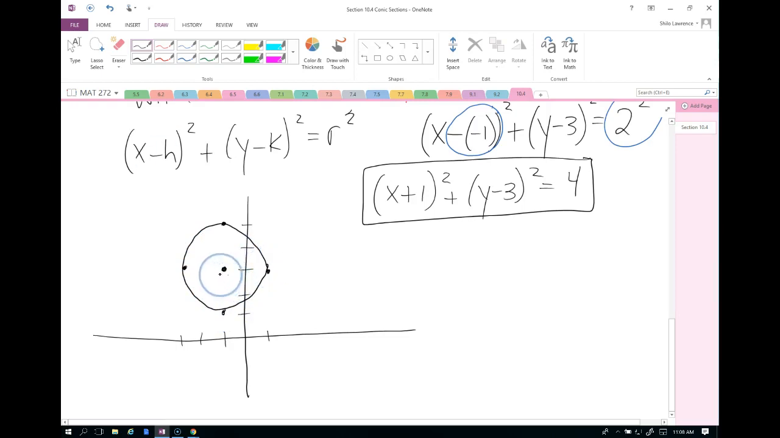So there's our point, -1, 3. And we went 2 units in every direction. And that would be our circle. So most likely you have dealt with circles before, so we're not going to spend too much time on circles. But the other ones might not be as familiar to you, so we're going to spend a little bit more time on those.